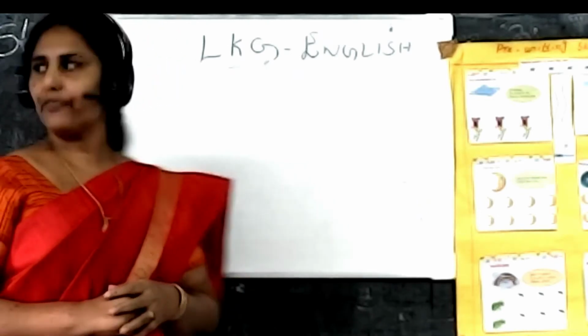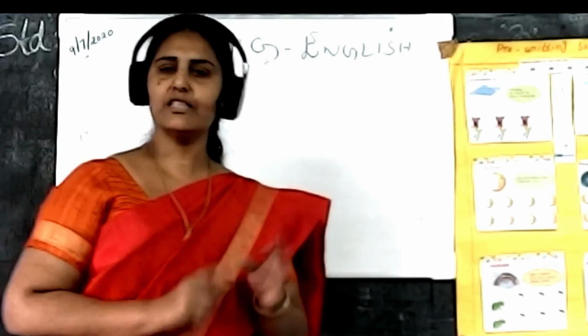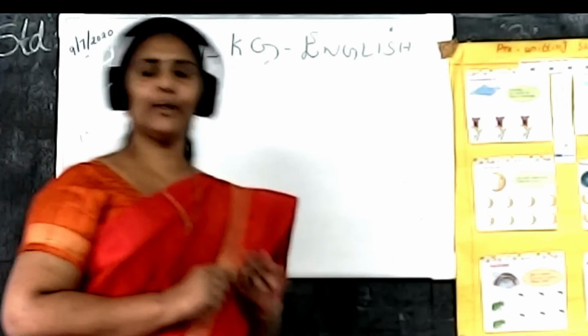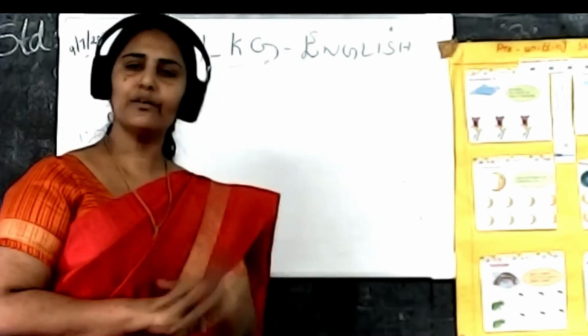Okay. Next day, we are going to study about four different types of lines and curves. Different types of lines and curves. First one is the sleeping line. Then the standing line. Sleeping line, slanting line. Next, four types of curves.